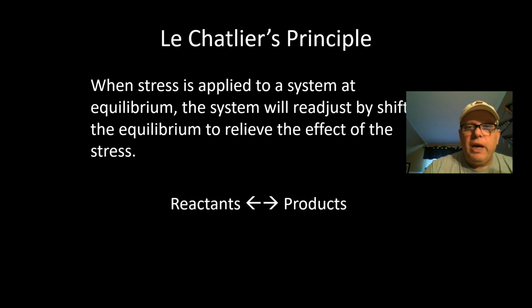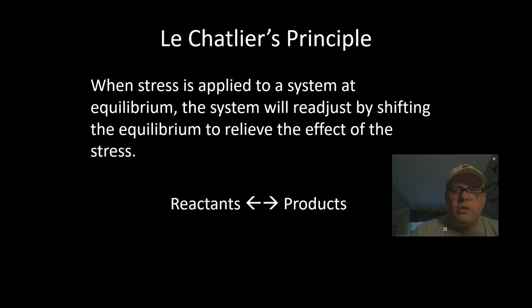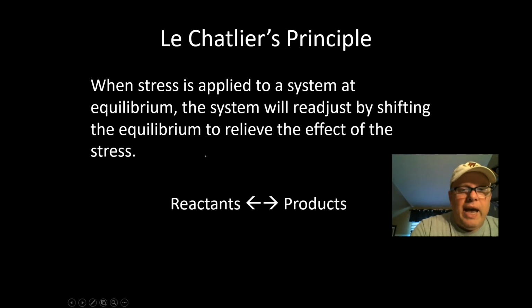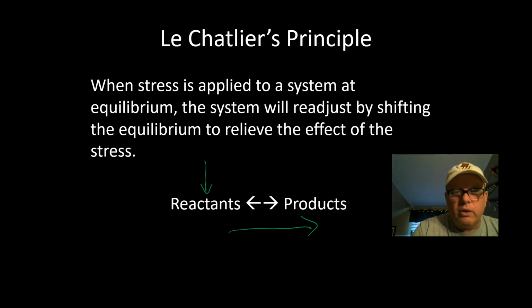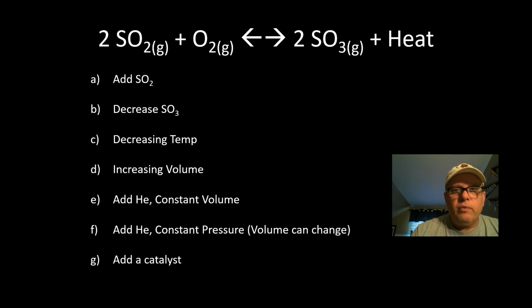When stress is applied to a system at equilibrium, the system will readjust by shifting the equilibrium to relieve the effect of the stress. If you add reactant, it is going to try to remove the reactant by making product. That is simply the way that this thing works. And vice versa. If you add product, it is going to try to remove it by restoring the amount of reactant. So let's look at one example here.